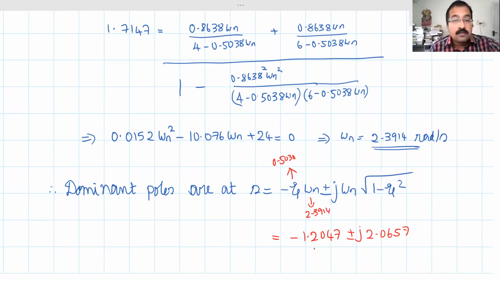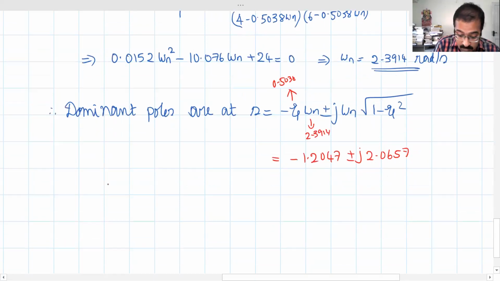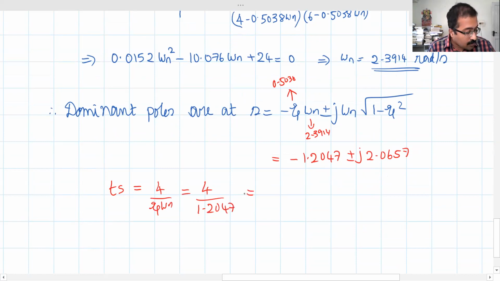Okay, now we are given some conditions. What is that? Design a PD compensator to yield 16% overshoot, with a threefold reduction in settling time. So what's the original settling time? How can we find that? Settling time is 4 divided by theta omega n. How much is theta omega n now? 1.2047. So we substitute 4 by 1.2047. So the original settling time is 3.3203 seconds.